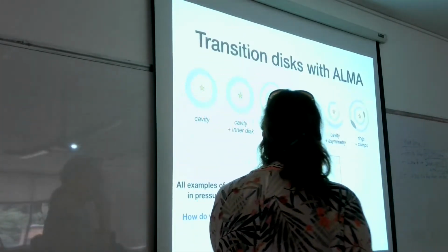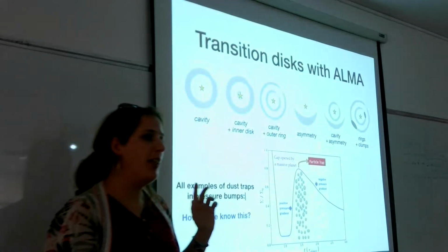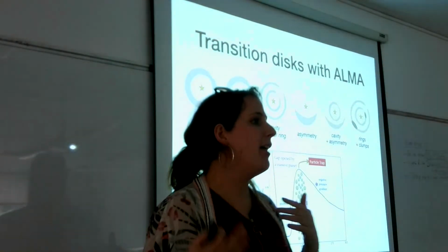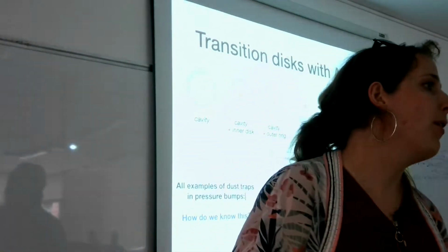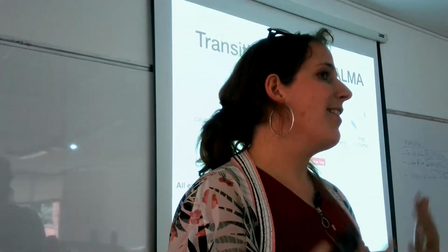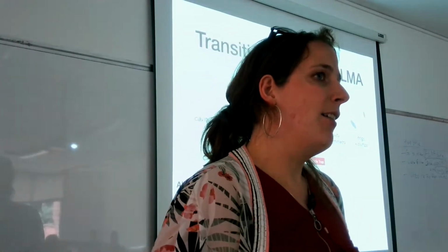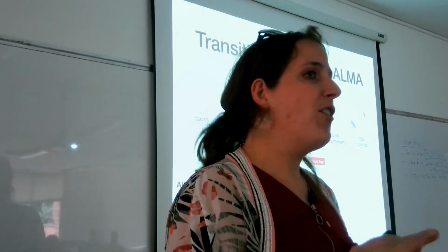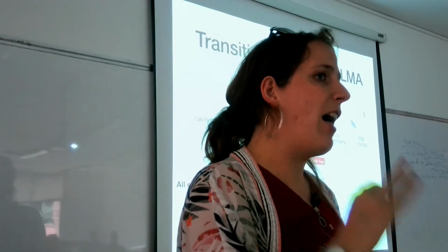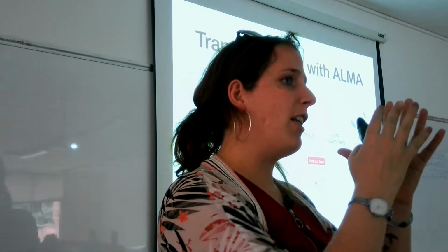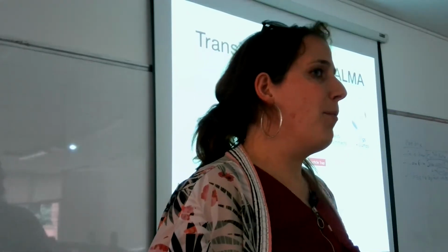And so my question to you now is, how do we know if a dust structure is a pressure bump? What do we need to look at in order to confirm that? We're not talking about whether there's a planet there or not. It's like, how do we know that the millimeter dust ring is a pressure bump?